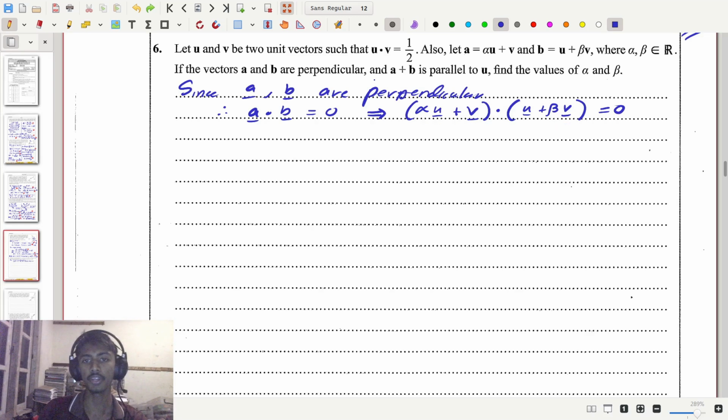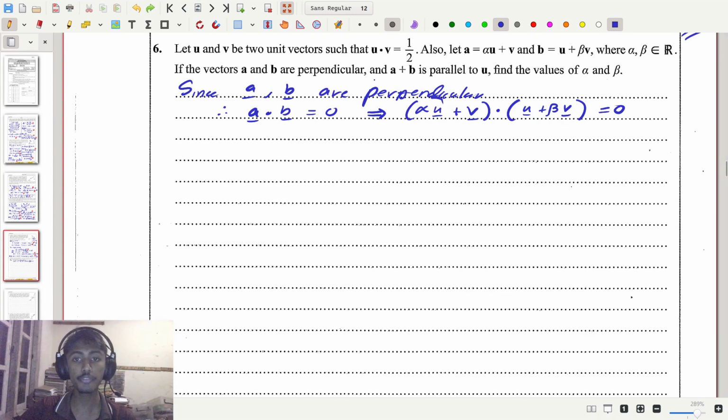Now at this point, we can simplify this down by using the fact that the dot product simplifies in the exact same way that multiplication does. So from this we can see we have two terms here and two terms here, and when we take the dot product, we have the same exact multiplication that we have with normal multiplication. So due to that, we get four terms, one from alpha u and u, one from alpha u and beta v, one from v and u, and one from v and beta v.